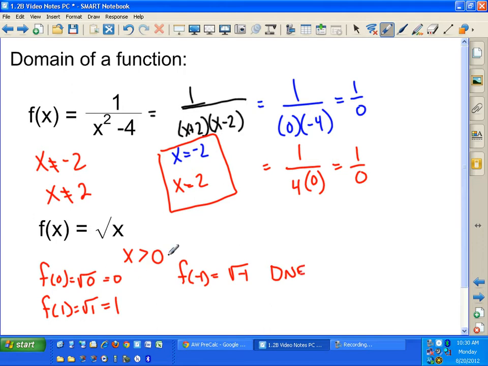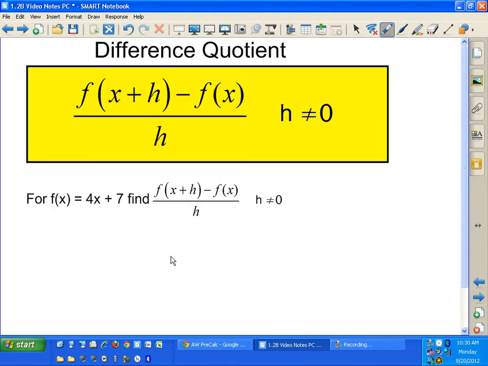And so these are just domains of functions and stuff we're going to talk about. So the domain, remember, is the x value that you plug in, all the x values that work in the function that you plug in. And then finally we have the difference quotient. We're going to talk about this in class, but I thought I'd give you an example of it. The difference quotient looks like this, and this is something that we use in calculus.